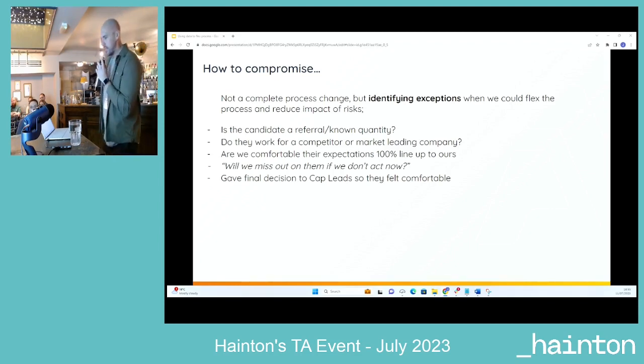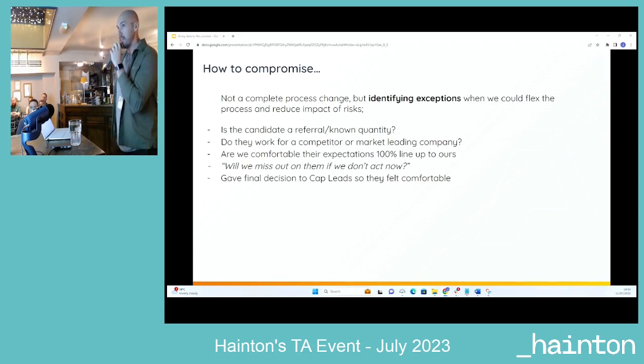So I looked at the hesitation our hiring managers had, and we put together a criteria of when we would be flexible. For us, flexibility isn't around completely moving the goalposts and changing everything. It's around having a different approach and putting guidelines in place for when we knew we could use it. To try and reduce risks, we said, is the candidate a referral? Is it a known quantity? Do they work for a company we know, we're familiar with?